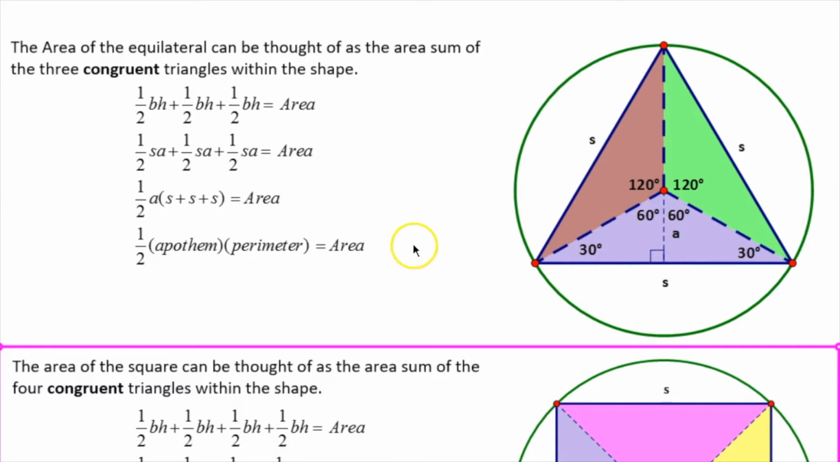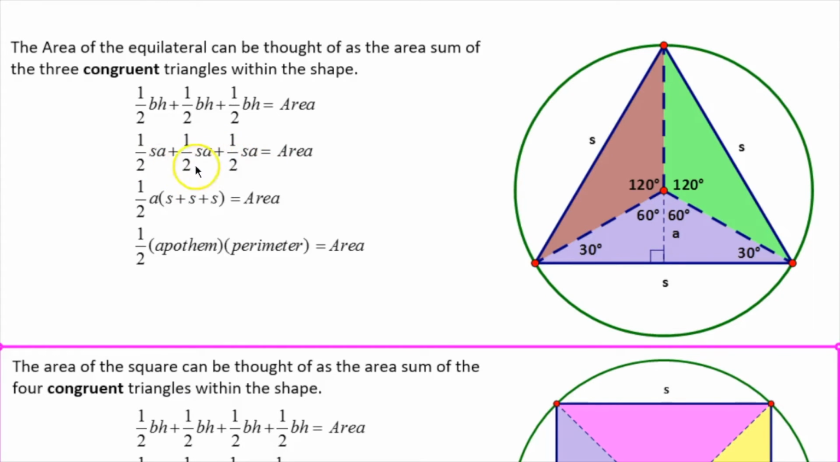But I also want you to catch a shortcut on a formula for these guys. It's a very simple one. It's only 1/2 the apothem times the perimeter. Now, where does that come from? Well, the idea is, think of three congruent triangles: base times height divided by 2, base times height divided by 2, and base times height divided by 2. The base in each of those cases is one of the sides, and the height in each of those cases is the apothem. And in these cases, all of the sides are the same, and the apothem will all be the same for this type of shape.